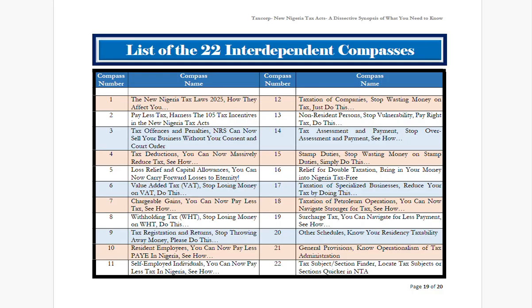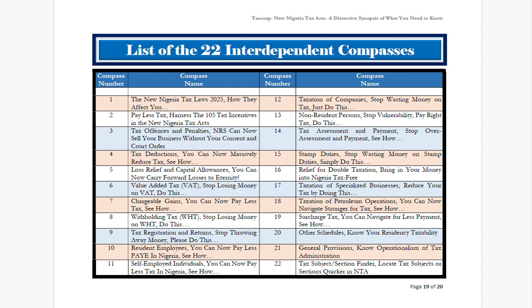Here is the list of the 22 interdependent compasses. Like we always say, go through them, they relate to different tax subjects. And if you need any one, all you need to do is to go to the video, watch the video and listen to the video. Also, should you desire any one that is not here, please contact us and we will deal with that tax subject for your interest immediately.